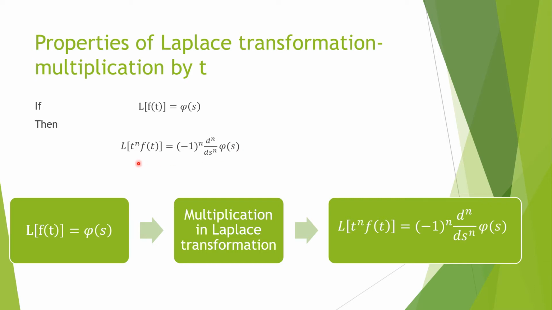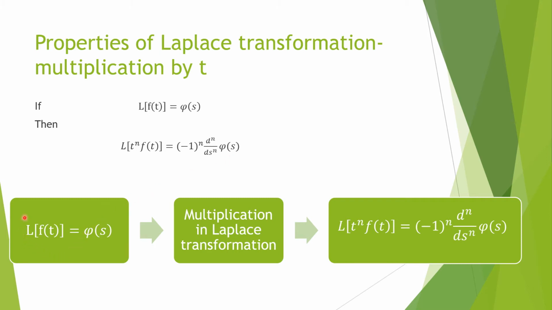What I am trying to say is, if you multiply t f of t, meaning 1 time t, you have to differentiate this function 1 time with respect to s with negative sign. If you multiply 2 times, that is t square f of t, then you differentiate this function 2 times with respect to s and minus 1 power 2, that is positive. If you multiply 3 times, you have to differentiate 3 times with minus 1 raised to power 3. So if you multiply n times, it is minus 1 raised to power n, differentiation n times with respect to s of phi of s.